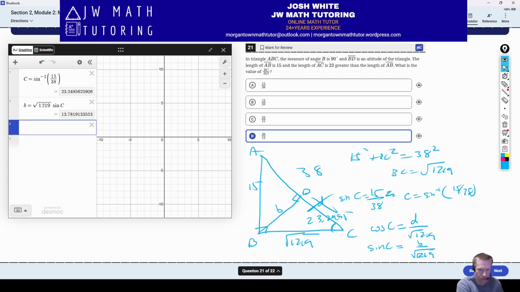Because now I can do BC, which is square root 1219, over BD, which is just letter B in my calculation, and notice we get the same answer, and click to a fraction, it's 38 over 15. So that's how you could use basic trig to figure this out.